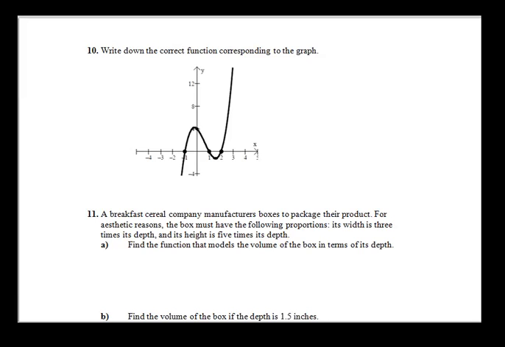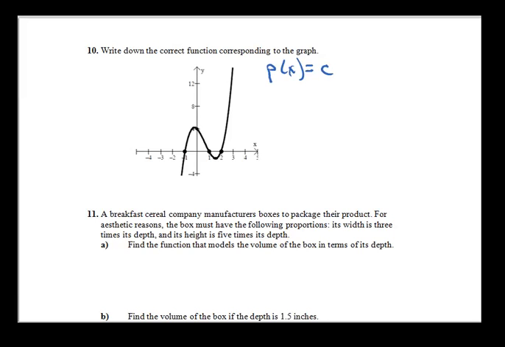And then 10, write down the correct function corresponding to the graph. So this is kind of the reverse of what we just did in 9, right? In 9, we were given the equation and then graphed it. Here we're given the graph, and now we're going to have to write the equation. So bottom line here is, any polynomial you're going to be able to write in this form.